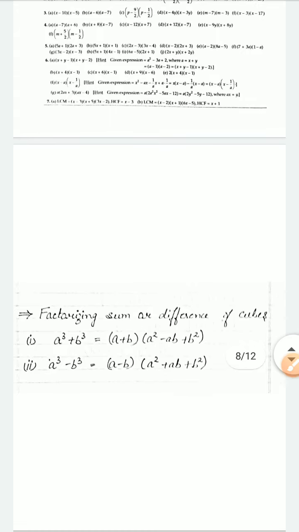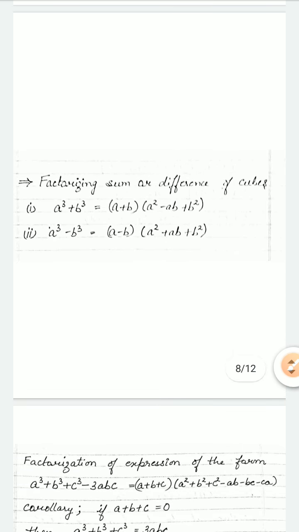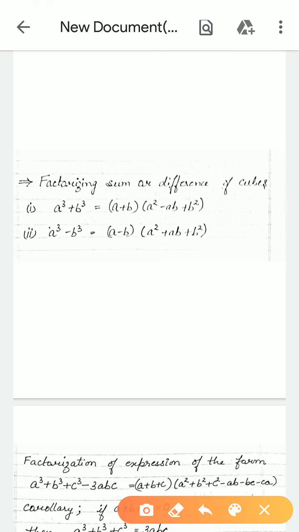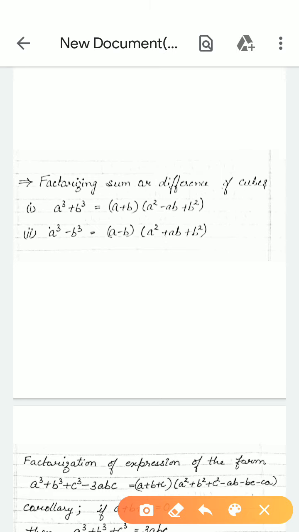Let's proceed further. Next, we have factorizing sum or difference of cubes. If we have a function of the form a cube plus b cube, we can easily factorize it using the identity a plus b, a square minus ab plus b square. And if we have a function of the form a cube minus b cube, then we can factorize it as a minus b, a square plus ab plus b square.